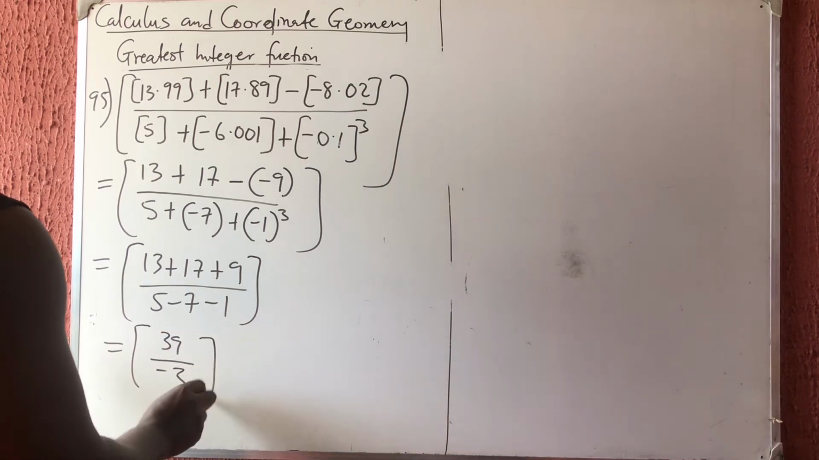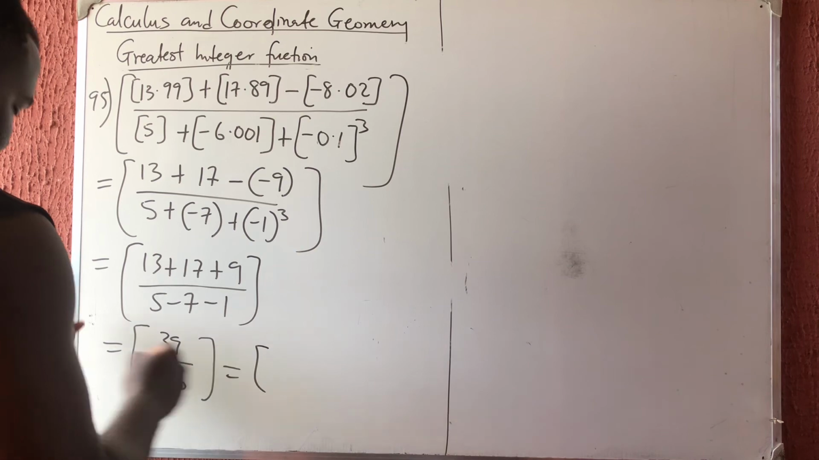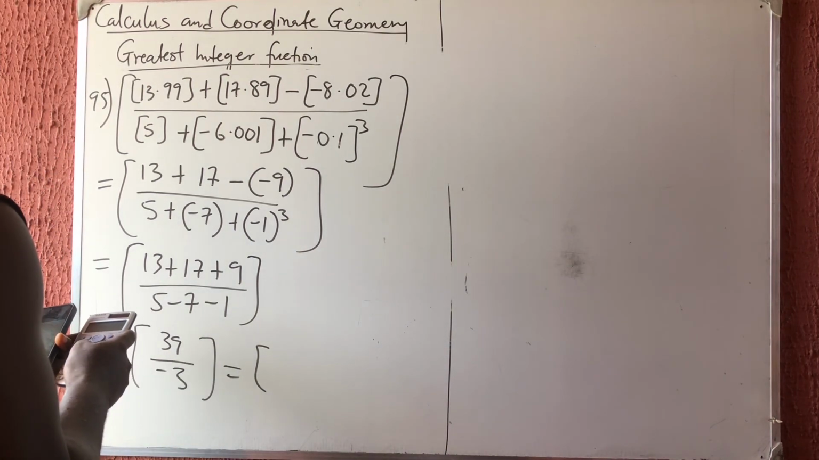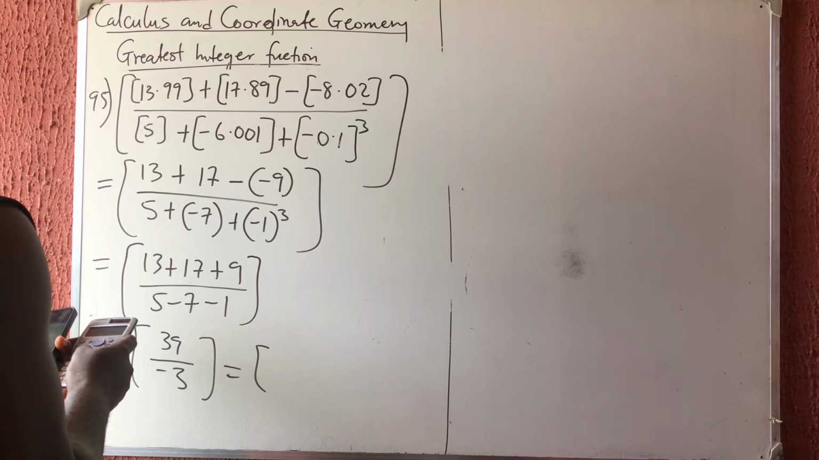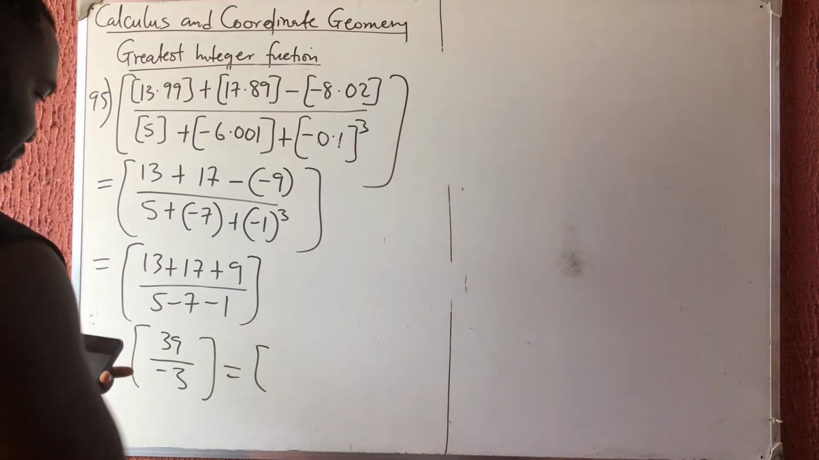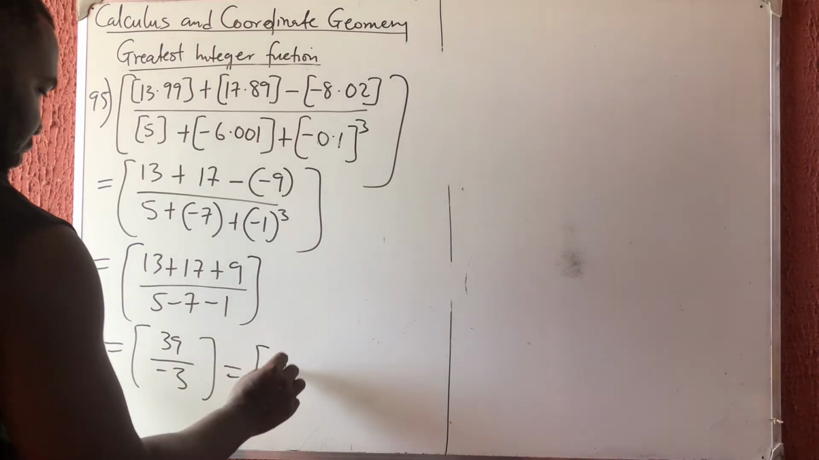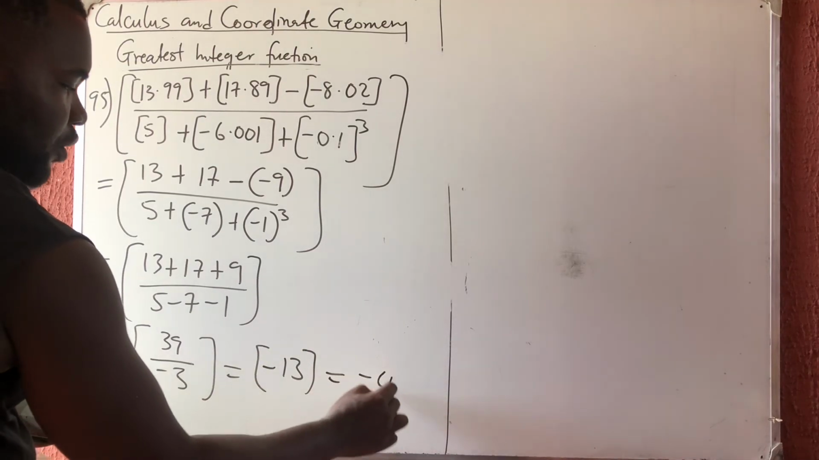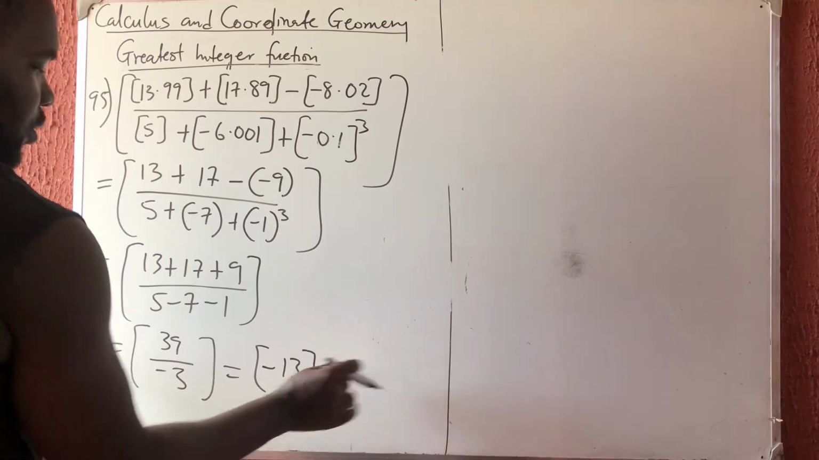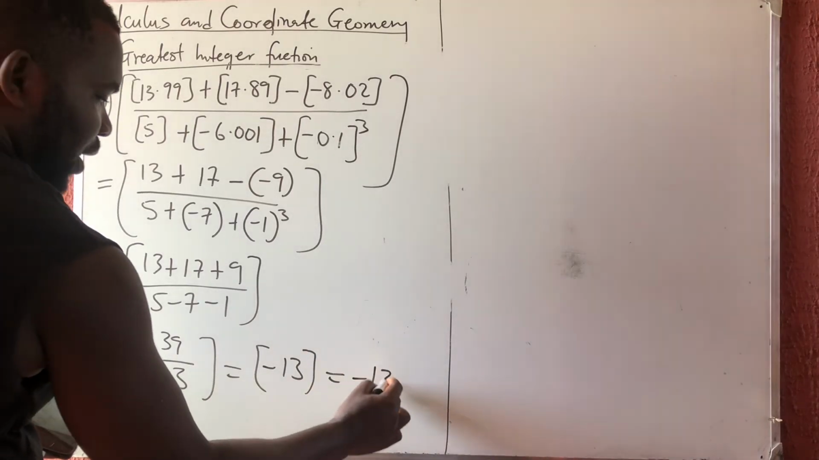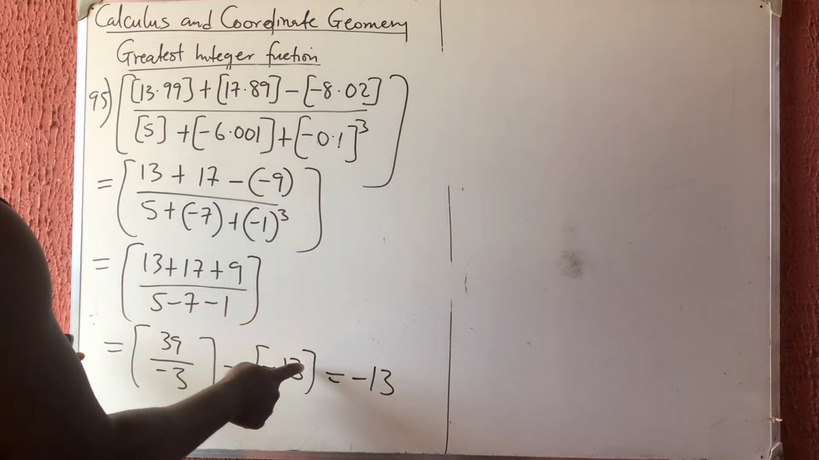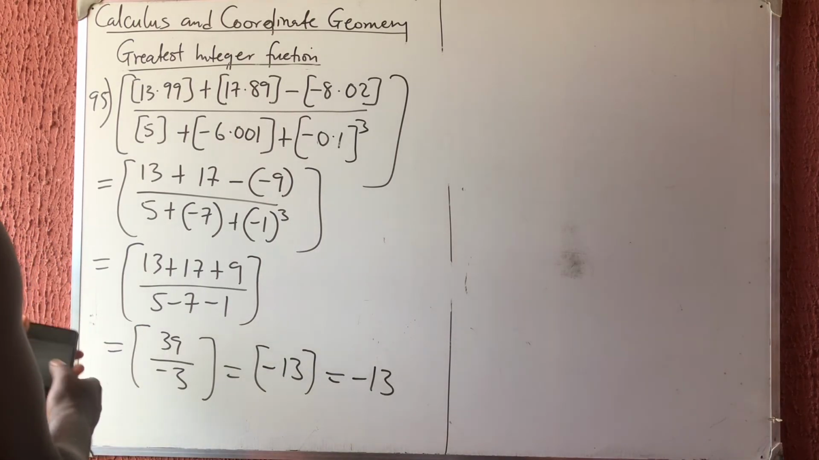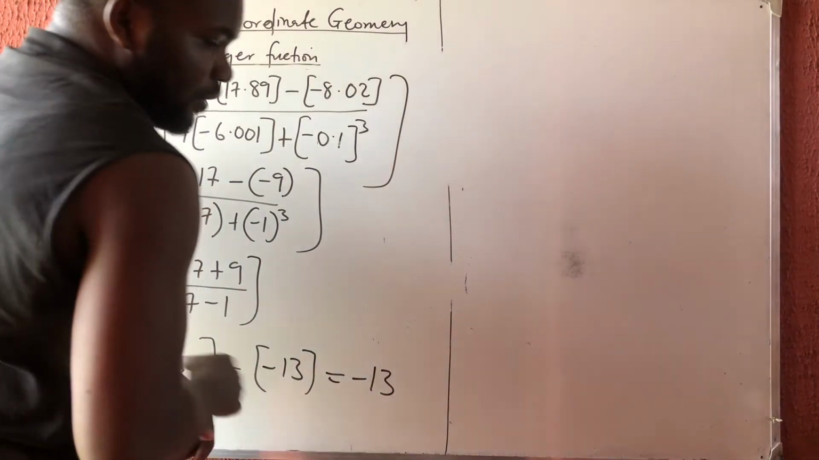You do like this. So I'm having the greatest integer function of 39 divided by minus 3, which is minus 13. Now, this is a whole number, so no need of saying that it is minus 14. It's wrong. So this is a whole number, so the answer is just minus 13. But if it is a decimal number, it's supposed to be minus 14. So know the difference. So that is all for the greatest integer function.